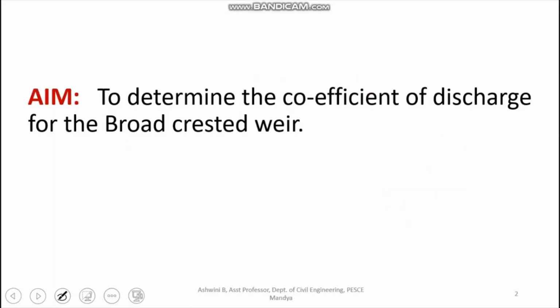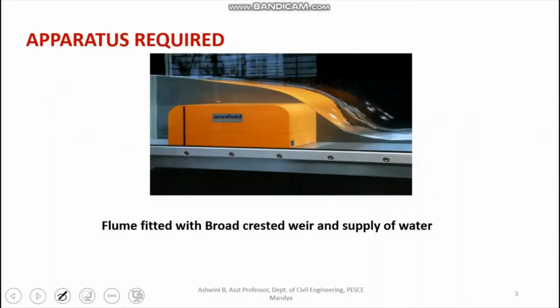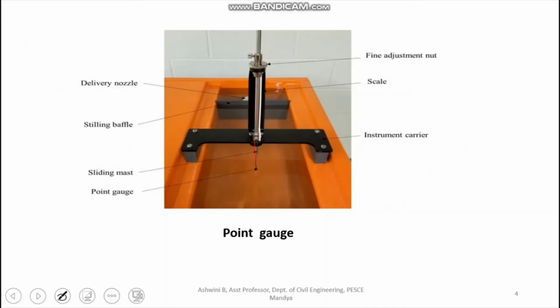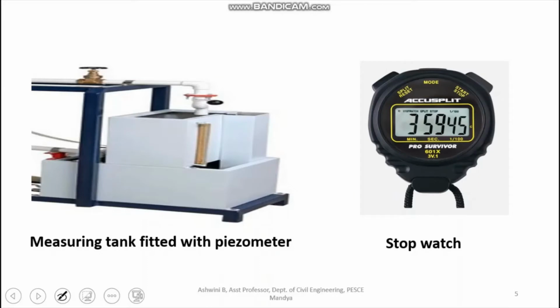The main aim of the experiment is to determine the coefficient of discharge for the broad-crested weir, where the coefficient of discharge is defined as Q actual divided by Q theoretical. The apparatus required for the conduct of the experiment is the flume which is fitted with the broad-crested weir, supply of water, a point gauge which is fitted with the scale, a measuring tank which is fitted with the piezometer, and a stopwatch.